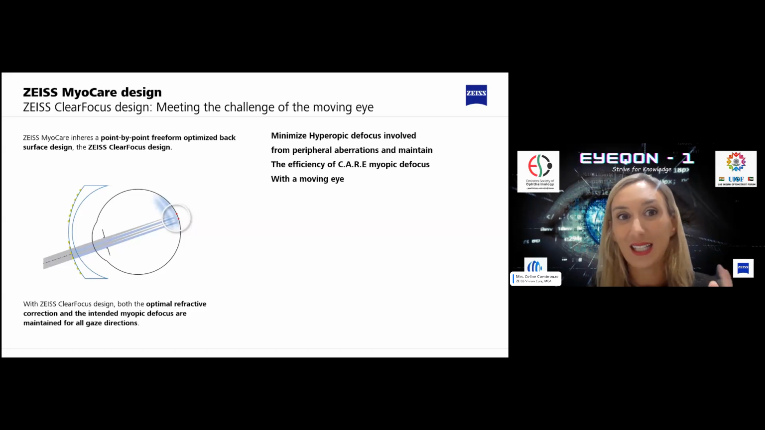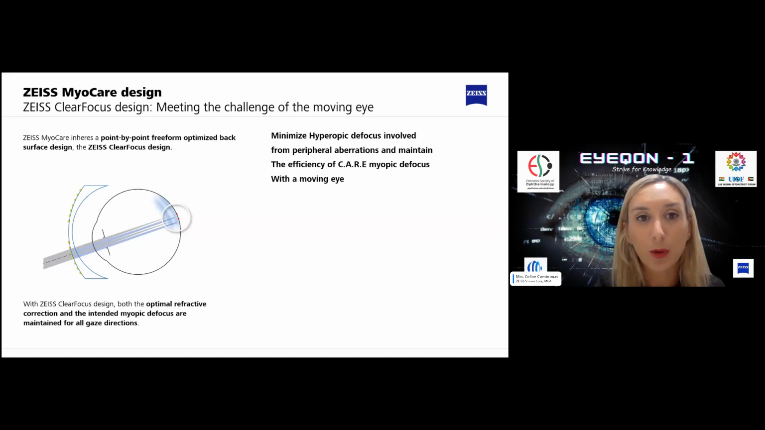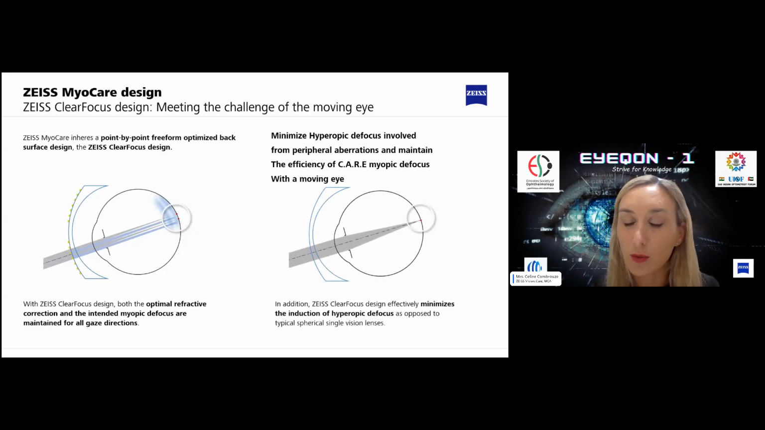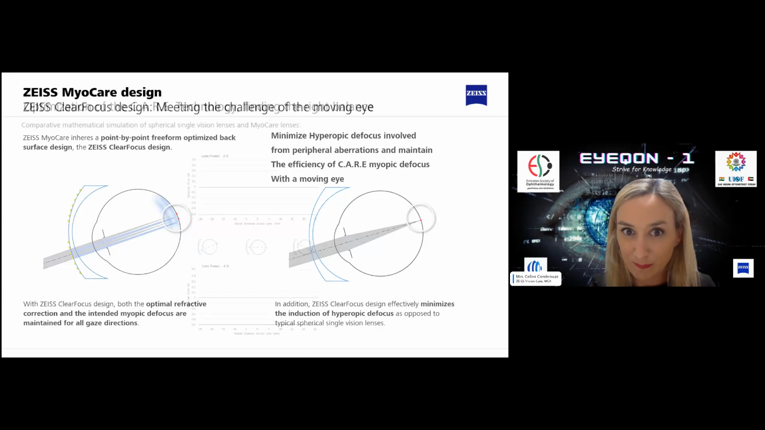This is why this clear focus design is very important. It's on the back surface, okay? It's a point-by-point, free-form, optimized back surface design. Thanks to this, we are going to minimize the aberrations. And so we are going to optimize the efficiency of the myopic defocus. So the second technology is really, really important in making the difference compared to all our competitors.